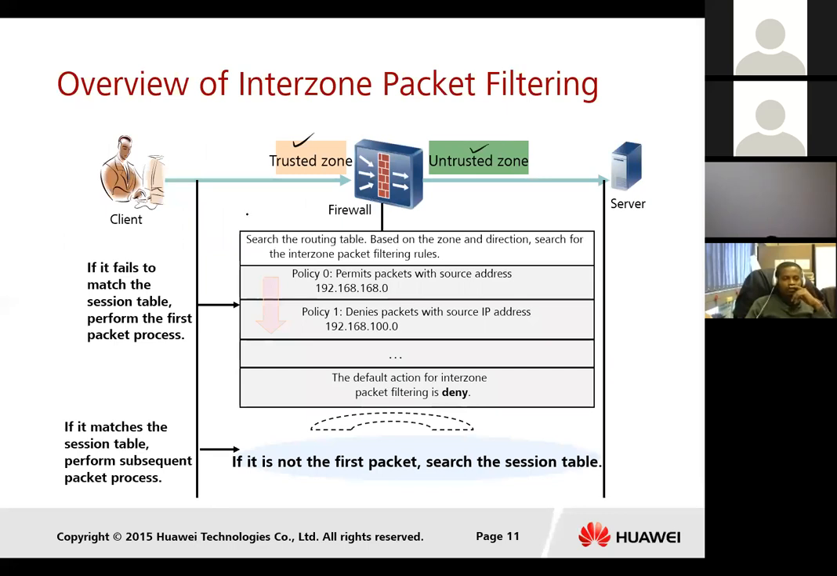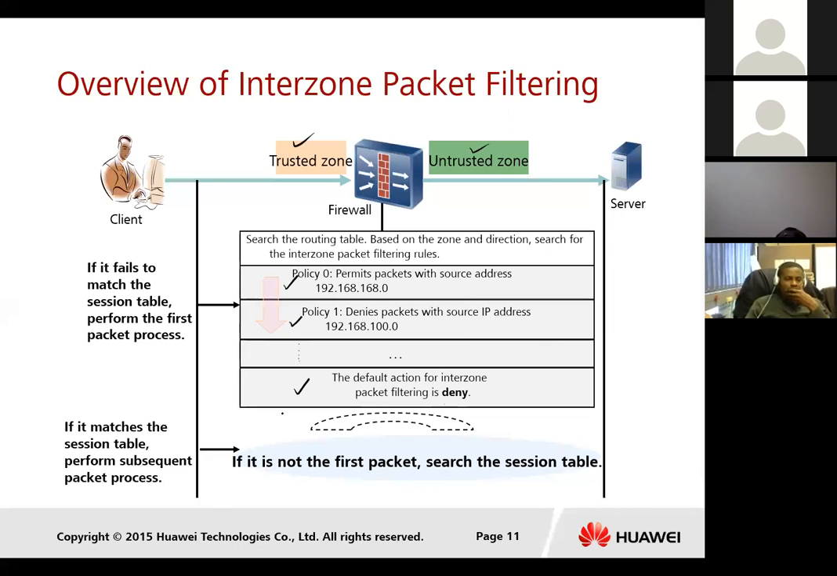So first, if it fails to match the session table, that is the first packet process, what do they perform first? Search the routing tables. Based on the zone and direction, search for the interzone packet filtering rules. Check policy 0, policy 1, and all other policies. The default action for interzone packet filtering is deny. So first, they'll go for your zone policy.